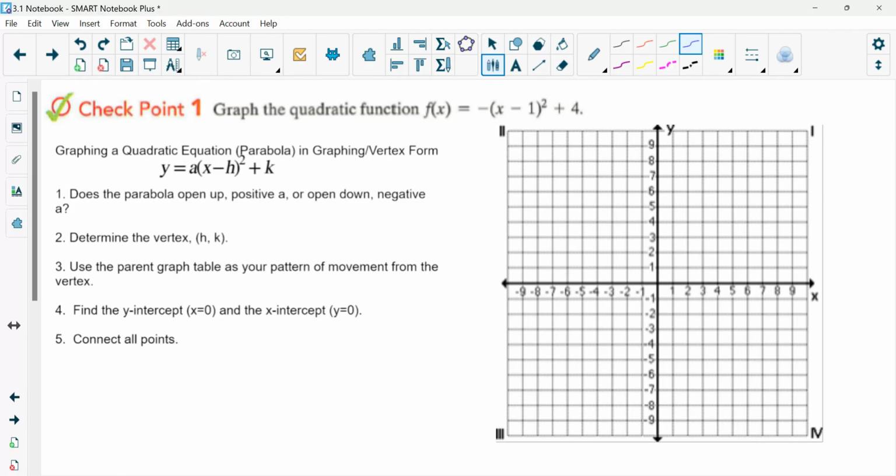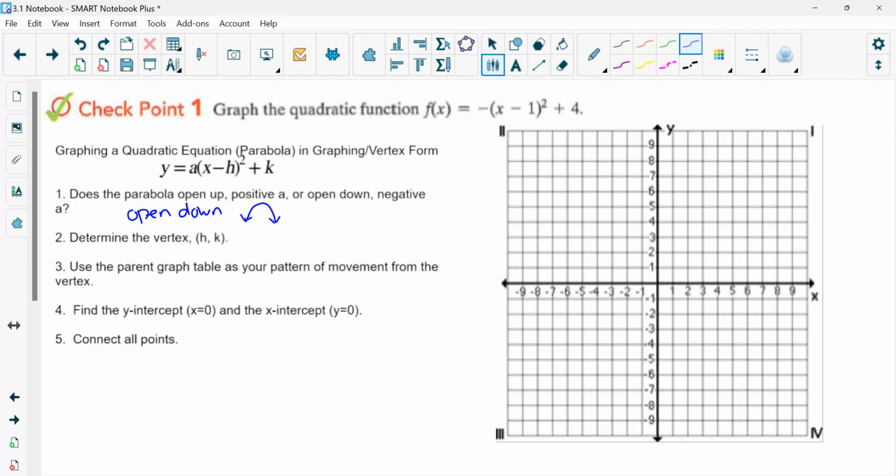So first thing, as we see this equation up here, we want to see, does the parabola open up or down? Well, it's opening down. There is a negative in the very front. That means our A is negative, so this is going to open down. Okay, so it's going to look like this in the end.